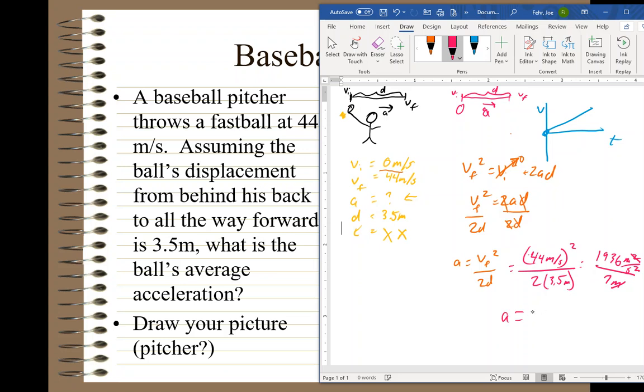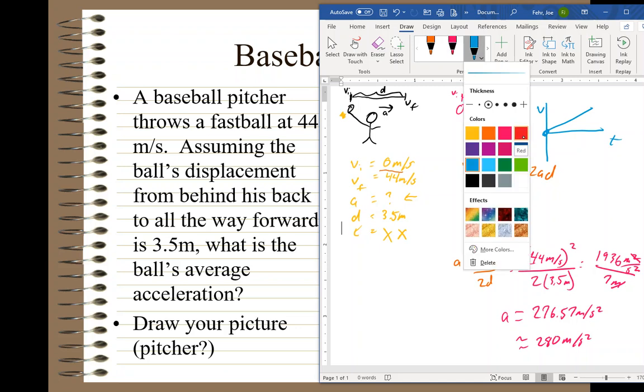So acceleration is equal to 276.57 meters per second squared. That's way too many sig figs. Let's just round it and say 280 meters per second squared. You say, congratulations, all done, right? No, you still need to check.